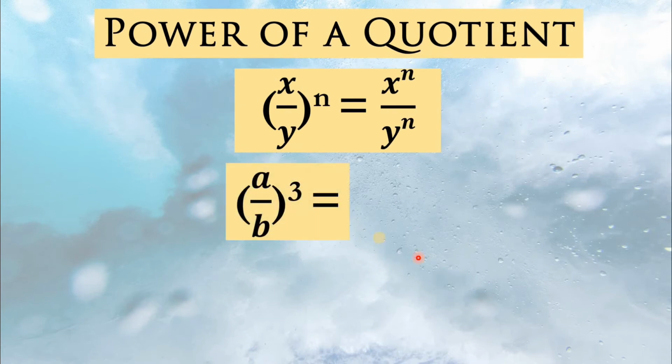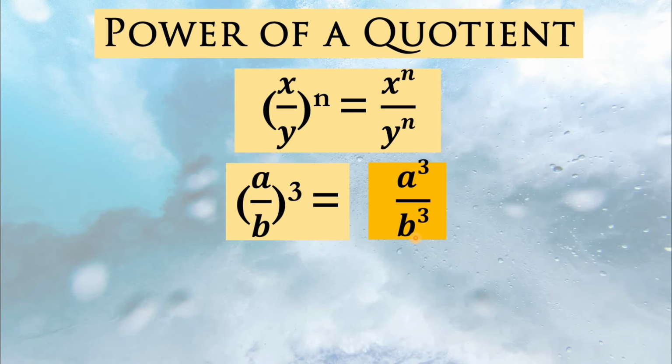Examples, we have quantity a over b, quantity cube. So distribute your exponent to your numerator and then to your denominator as well. So it's equal to a cube over b cube.